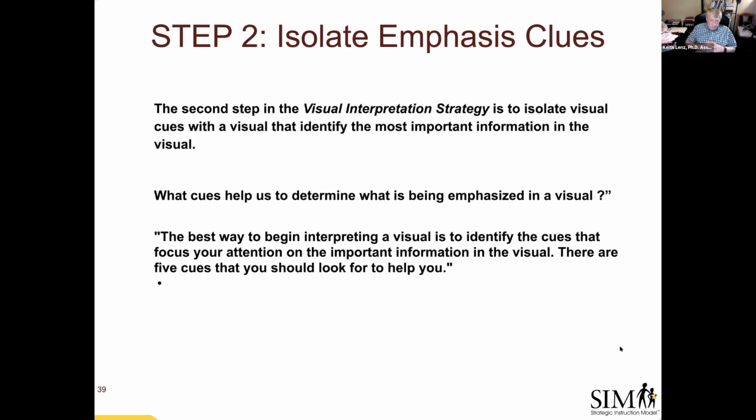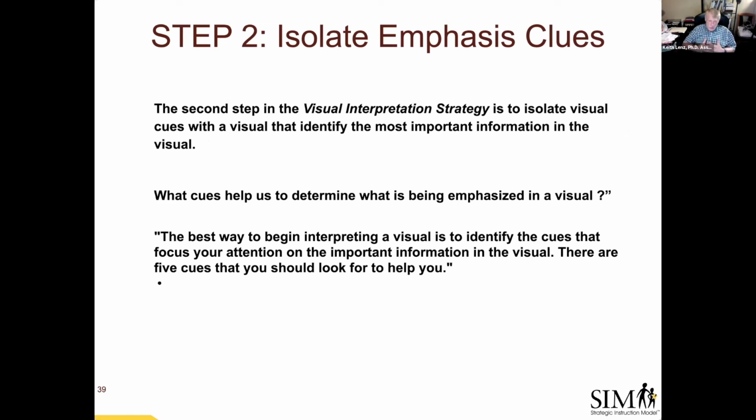Step three. Once you start looking at a visual, you are really into the interpretation phase. In this case, there are cues within the visual that can help you identify the most important information.